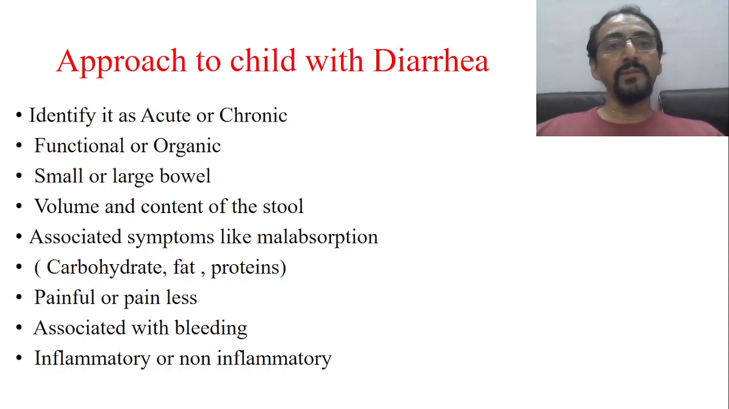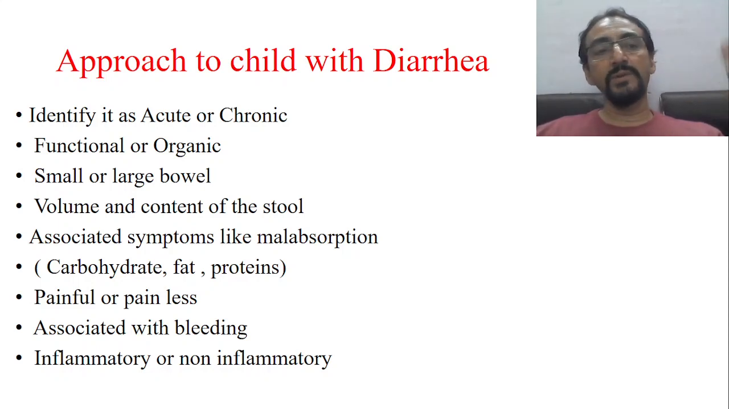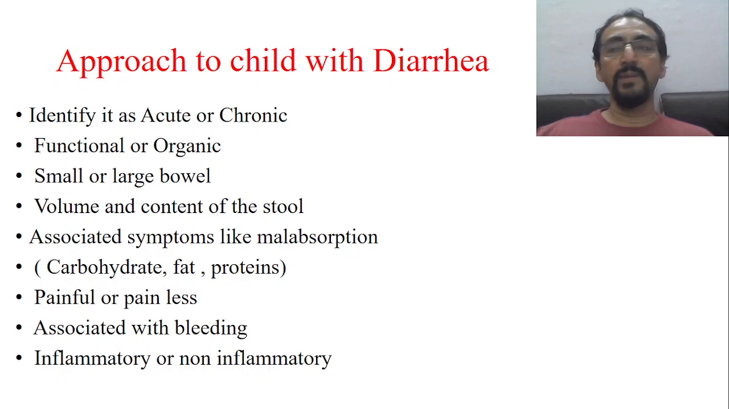So actually this particular slide gives an overall idea. Whenever the patient comes to you, these are the seven points that you have to observe. Identify whether it's acute or chronic, functional or organic, then look at small bowel or large bowel, then look at the volume and the content, then the associated symptoms, the malabsorption, if you're able to identify it. Look at painful or painless, then bleeding, yes or no, then inflammatory, yes or no. That's all. If you follow this protocol, then you will not miss the diagnosis.